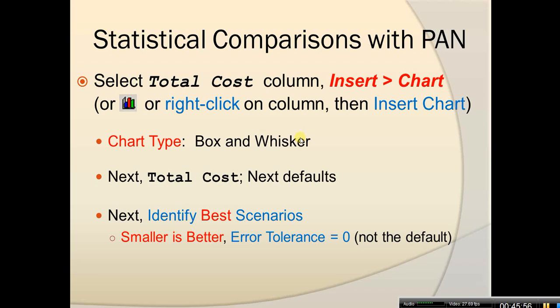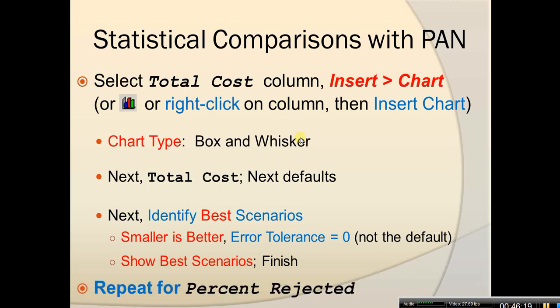But we need to indicate what we consider as the best scenario. So in this case, in terms of total cost, we want to minimize the total cost. And so we're going to select smaller is better. And we can also choose the error tolerance. So we're going to set the error tolerance to 0. And then we're going to also check show the best scenarios and finish this. And this will produce the chart for us. And we also will repeat similar things for percent rejected.